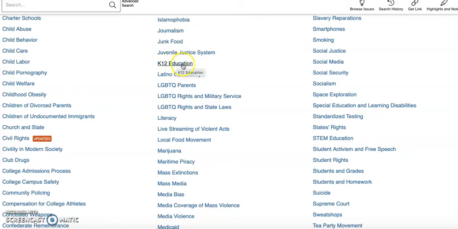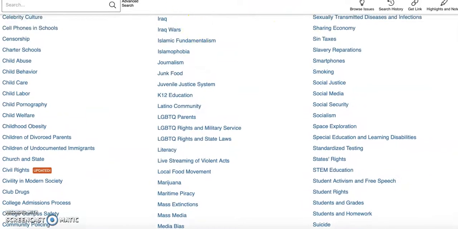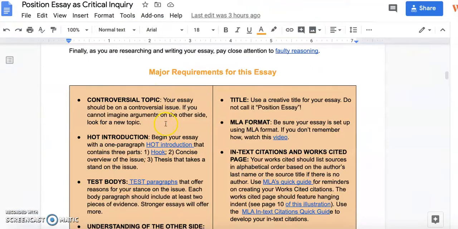K through 12 education, you'd have to think about, should we do blank to K through 12 education? By the way, that's just a really good tip. If you can start to think about your topic as a question, and that question starts out with, should we blank? Then you've got a pretty good topic for the position argument, because if you start out with that question, should we, the answer could be yes or no, and there's where you would have either side of the issue. Okay, so again, just make sure your topic is controversial.